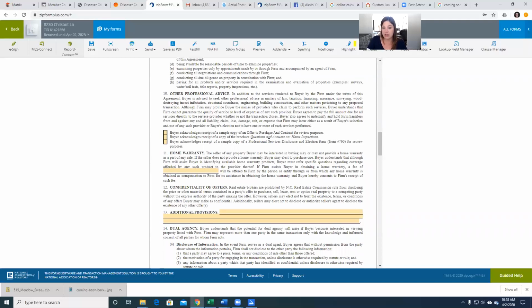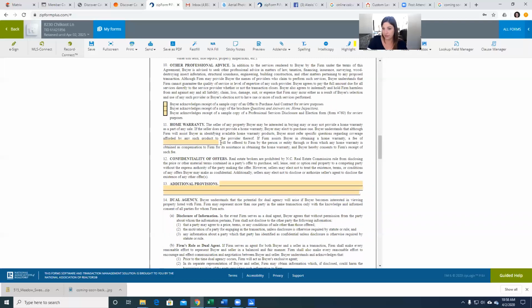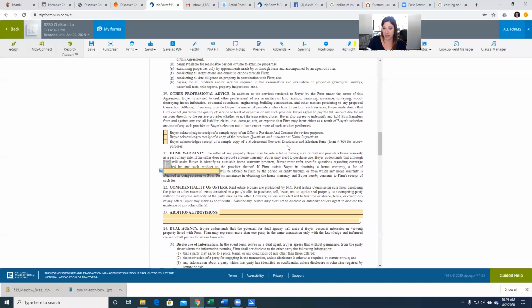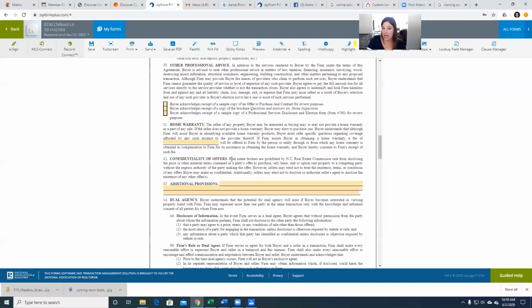What you're going to receive is a sample copy of an offer to purchase. You're going to receive a sample copy of questions and answers on home inspections, and you're going to receive a sample copy of professional services disclosure and election form. And this is so that you can be prepared up front with the types of forms that you'll see during this transaction. Some agents charge a fee to set up a home warranty for you if we negotiate that. I myself do not charge a fee, so you don't have to worry about that. Confidentiality of offers.